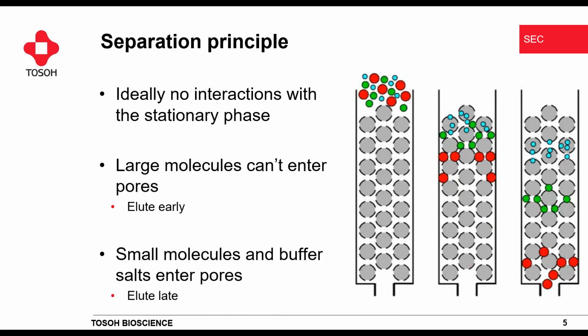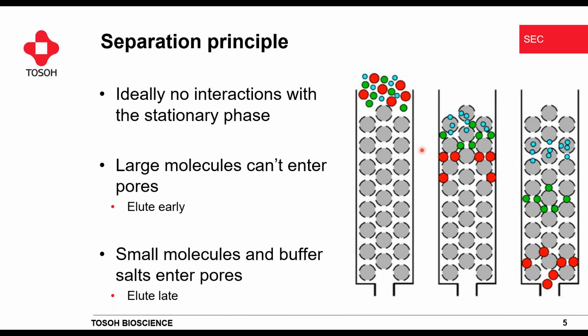Here I show you the separation principle of SEC. Ideally, you don't have any interaction of your molecules with the stationary phase of your SEC column. Then you're able to separate your sample by size, as the name says. Therefore, we have a porous stationary phase. So here is your sample, all these colored dots, and you see you have different sized molecules within your sample, and then you add them.